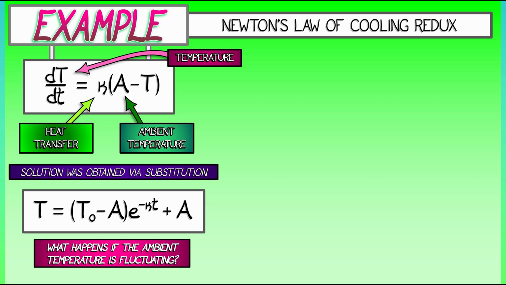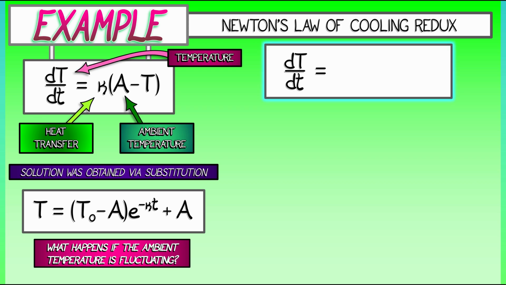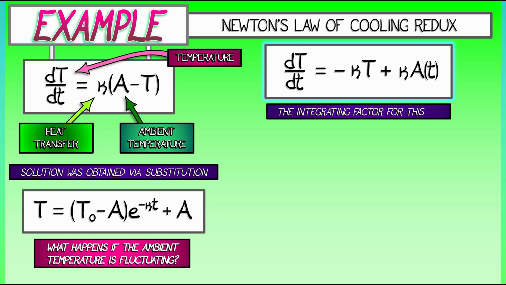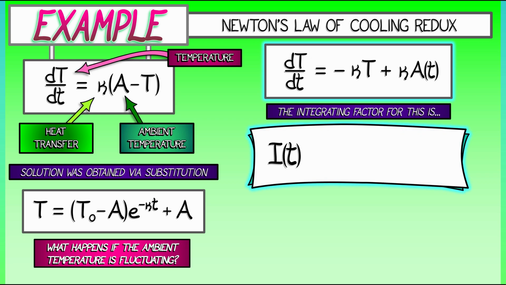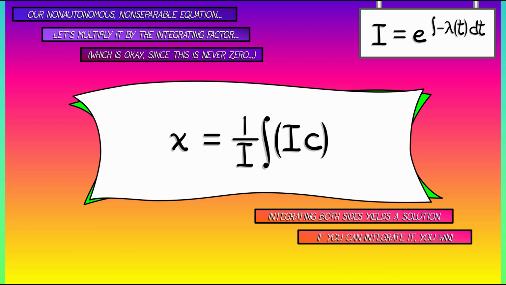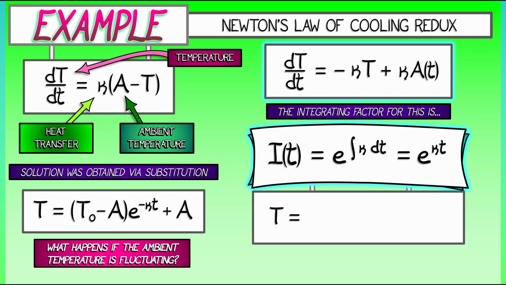So what we're looking at is the differential equation dT/dt equals minus kappa T plus kappa times A as a function of time. What's the integrating factor for this? Capital I is equal to exponentiating the integral of kappa dt. Since kappa is a constant, this is simply e to the kappa t. If we now go back and recall what our final solution looks like when we have that integrating factor I, we can substitute in e to the kappa t and get a final answer of temperature, capital T, is e to the minus kappa t times the integral of e to the kappa t times kappa times A of t dt.